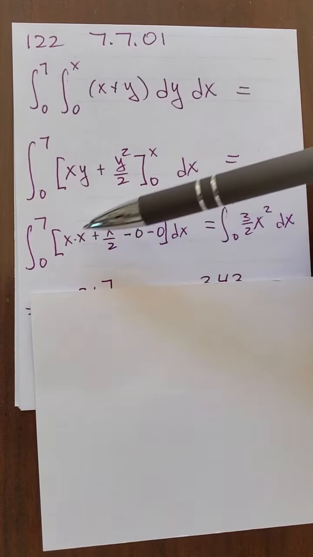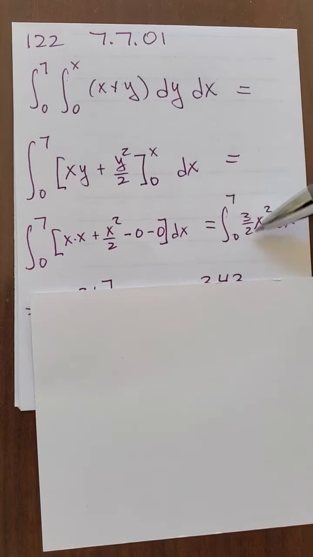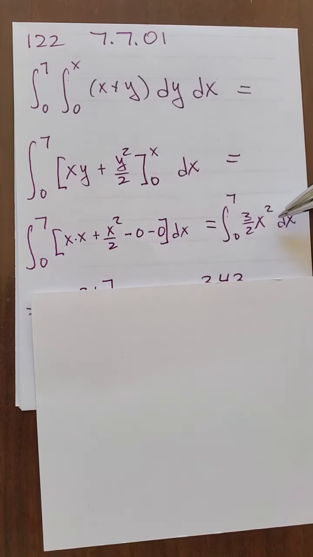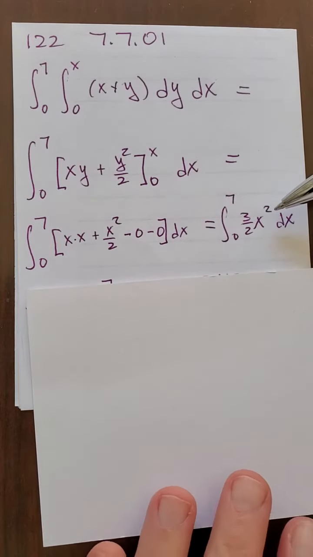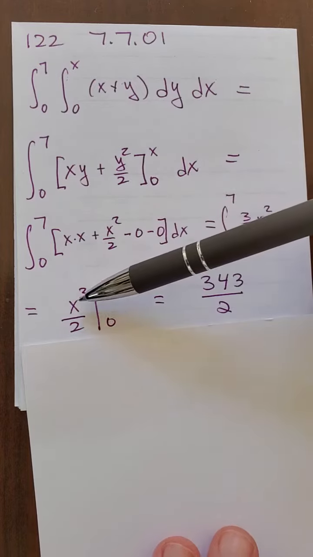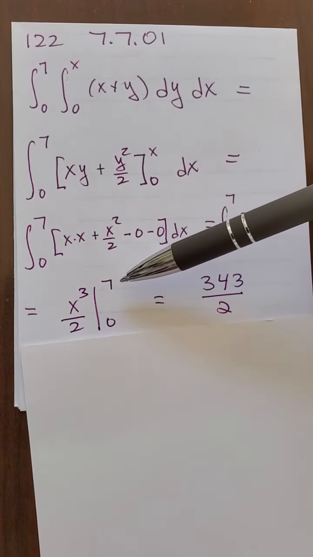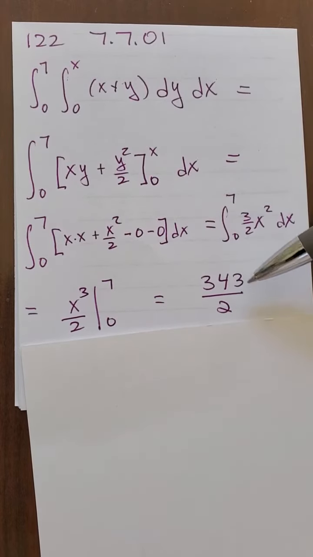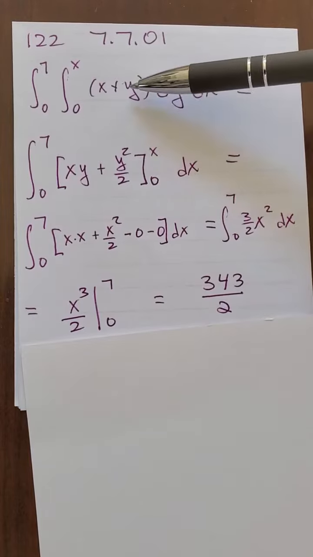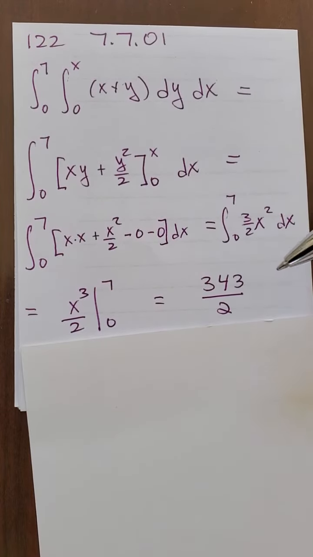But this is really x squared plus x squared over 2, so this is really just 3 halves x squared. And now it's a very simple, straightforward integral. The integral of 3 halves x squared is just x cubed over 2 between 0 and 7. And that just becomes 7 cubed over 2 minus 0. 7 cubed is 343, and that's my final answer. This integral is equal to 343 over 2.